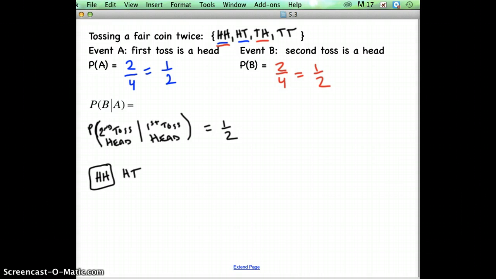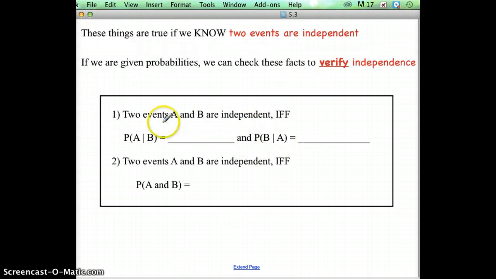All right, now we've got some rules. The stuff that's in the box is going to be very important, so make sure that you have this written down. These things are true if we know that the events are independent. And on the flip side, if we want to check to see if two things are independent, then we check these things that go in the box. It works both ways, forwards and backwards.